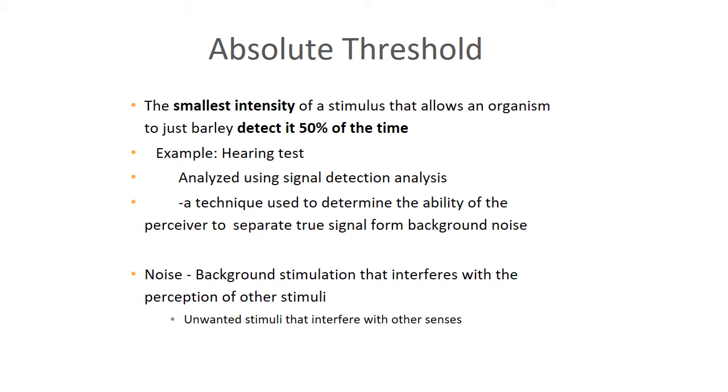The type of test that is used is called signal detection analysis. It's a technique used to determine the ability of the perceiver to separate true signal from background noise. So background noise is just being able to pick out the appropriate sound that you're supposed to identify and ignore the background sounds. Noise is the term used for background stimulation that interferes with the perception of other stimuli. That is unwanted stimuli that interferes with other senses.